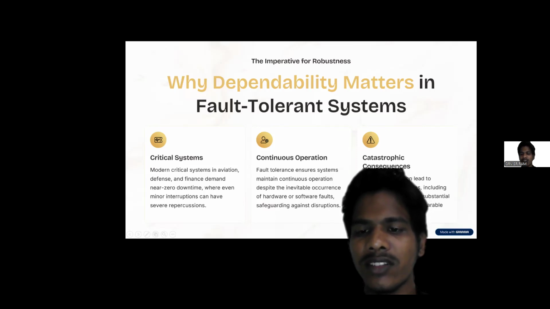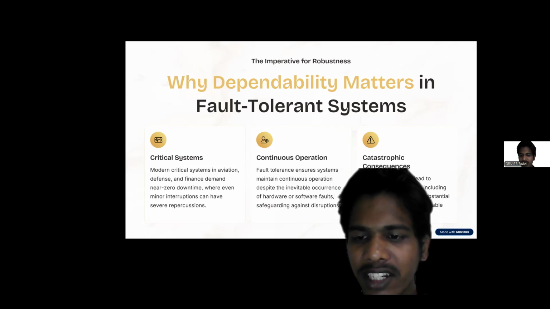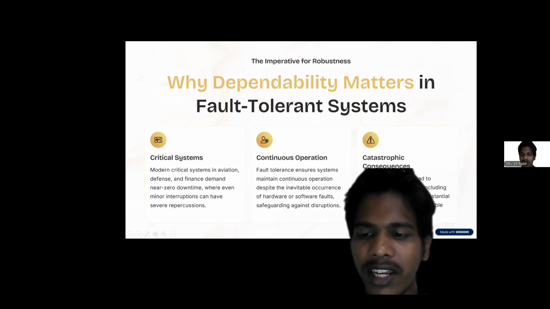Catastrophic consequences. System failures can lead to catastrophic outcomes, including significant safety risks, substantial financial losses, and irreparable data corruption.